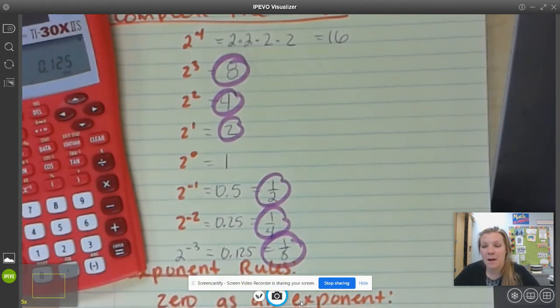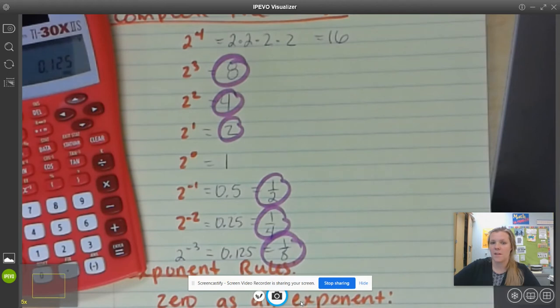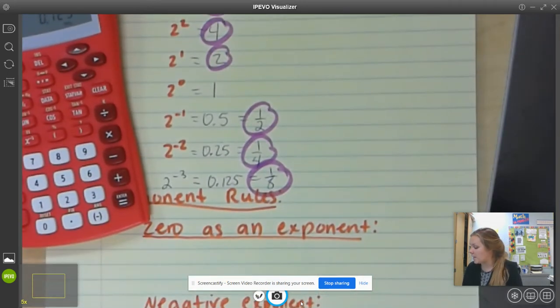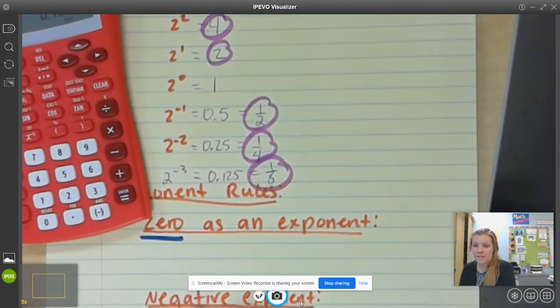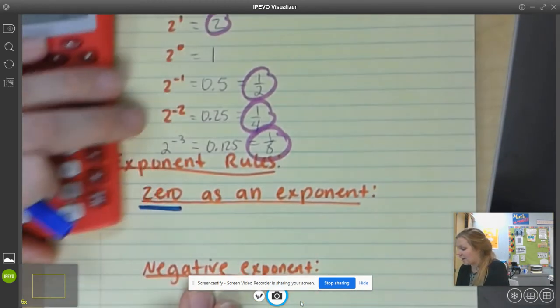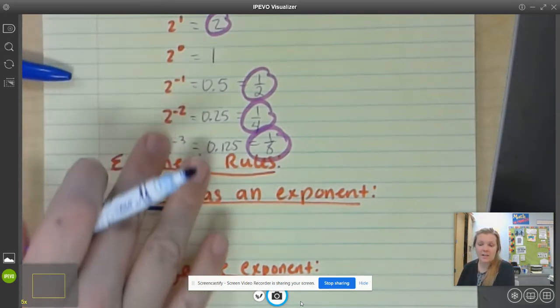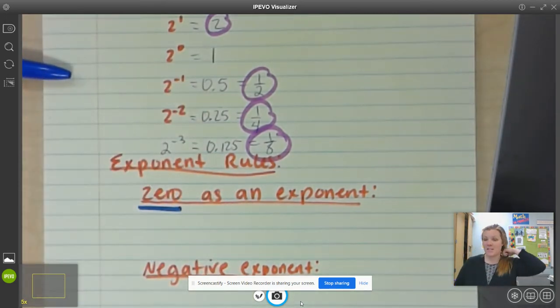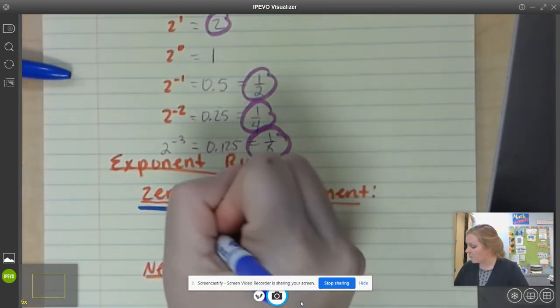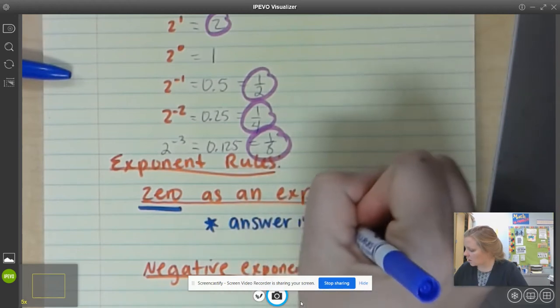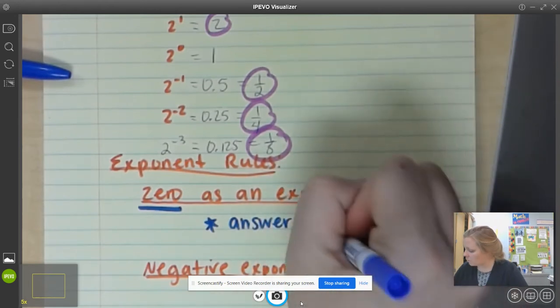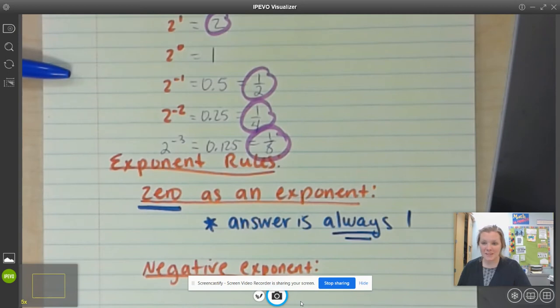We're going to learn about 5 or 6 rules about exponents. Today we're just going to talk about the first 2, and I kind of highlighted them here. It has to do with when the exponent is 0 and what happens when we have a negative exponent, which we had here. When the exponent is 0, this is my favorite rule. When the exponent is 0, the answer is always 1, no matter what the base is.